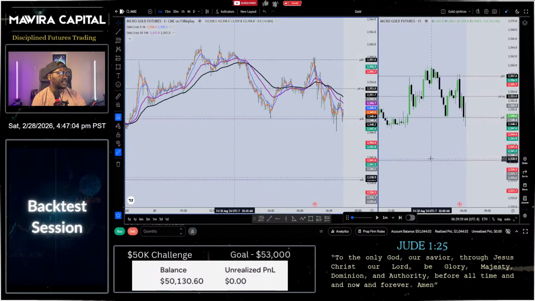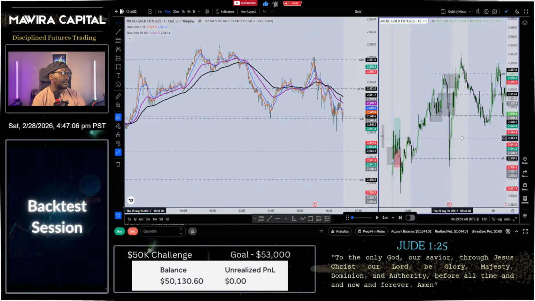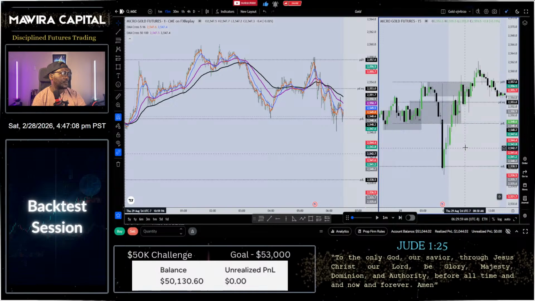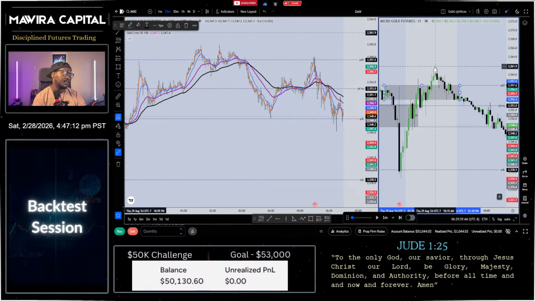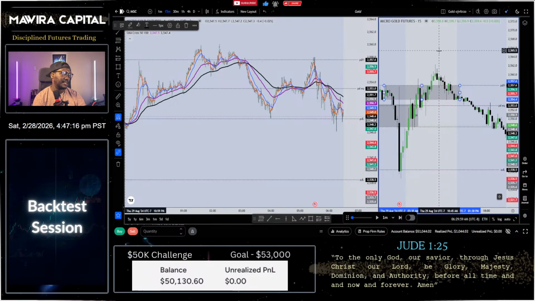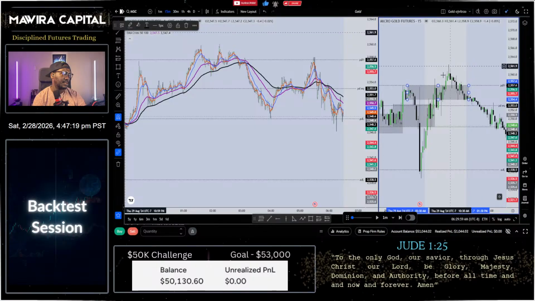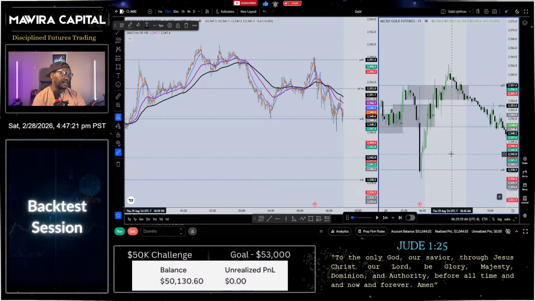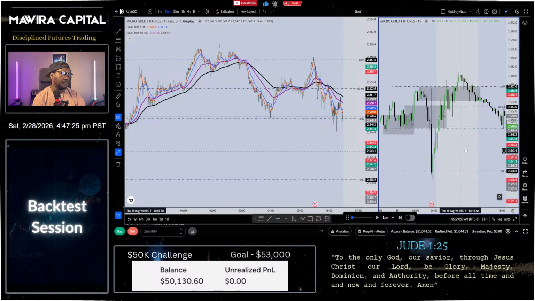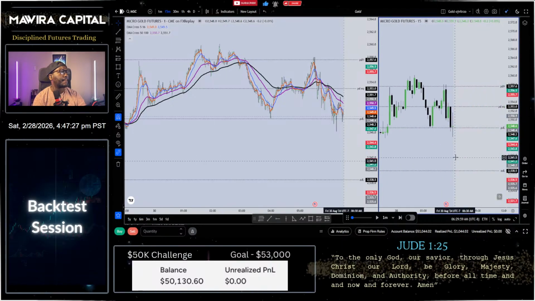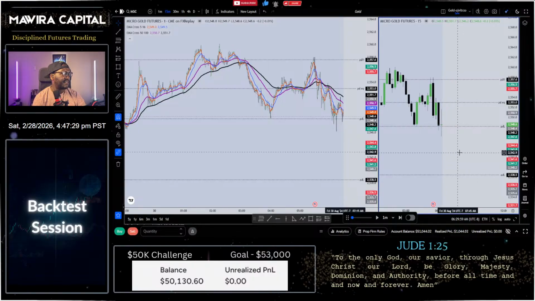I'm curious though, I want to see what happened. So we did close above that zone. Probably would have gotten a trade on this uptrend, on this move up, and that would have been a loss. So nothing really happened after. Interesting day.